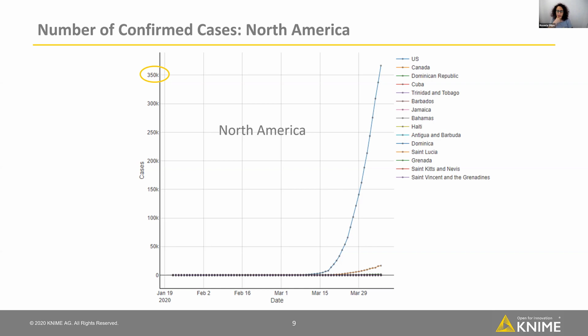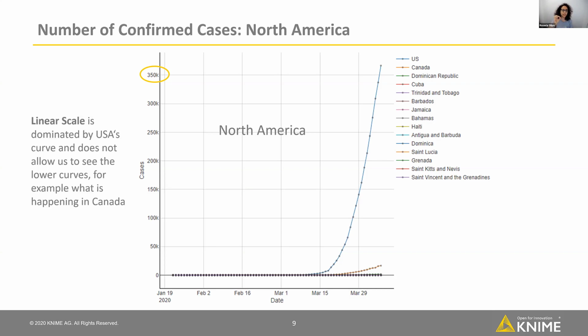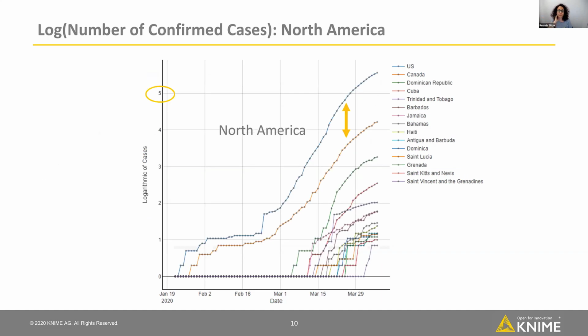When you have a plot like that, the steep curve of one of the countries doesn't allow you to see in detail what happens in the other countries. For example, we see that in Canada there are some cases, but we frankly don't see the trend. We don't know if it's flattening; we can barely see, but not the details of the trend of the spread in Canada. So one best practice in this kind of situation is to pass from a linear scale to a logarithmic scale.